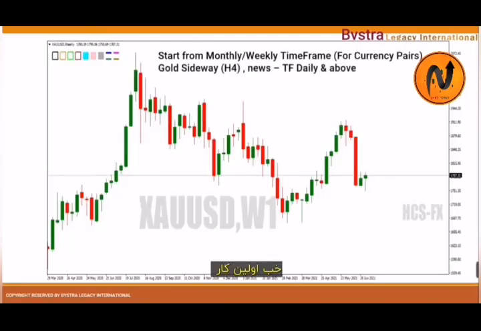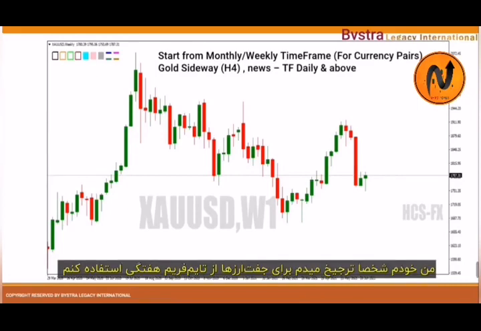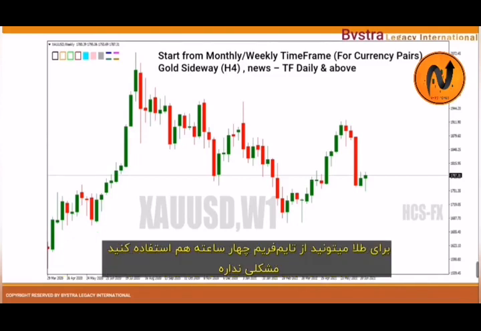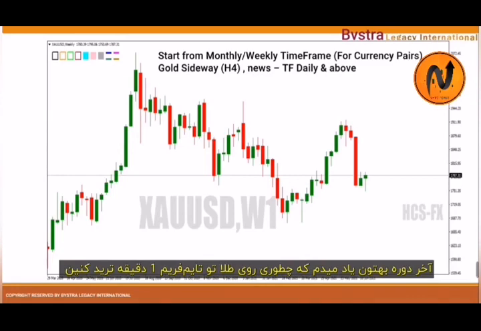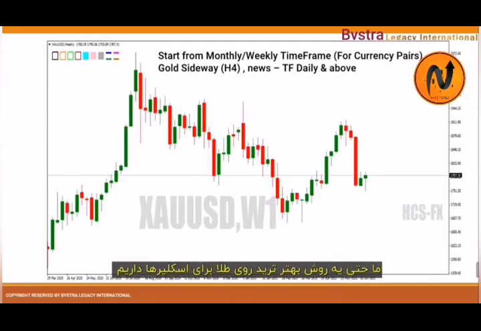So the first thing, we start from the monthly or weekly time frame. But for me, preferably, I would love to use the weekly time frame for currency pairs. As for gold, you can use the H4 time frame, no issue. But remember guys, when there is news soon, do not use the H4 time frame. It will easily break out. Please use the daily, weekly, or monthly time frame. At the end of this course, I'm going to teach you how to trade gold on the M1. Don't get so excited yet with the gold. We will have even better ways to trade gold for scalpers.